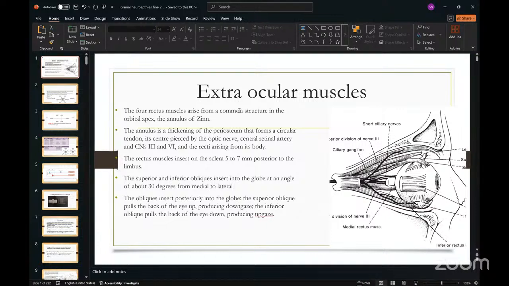So we'll start with the third, fourth, sixth cranial nerves. They innervate the extraocular muscles. We all know the extraocular muscles, the four recti, arise from a common structure in the orbital apex called the annulus of Zinn.